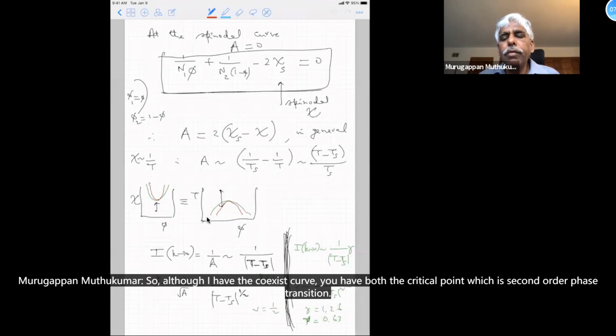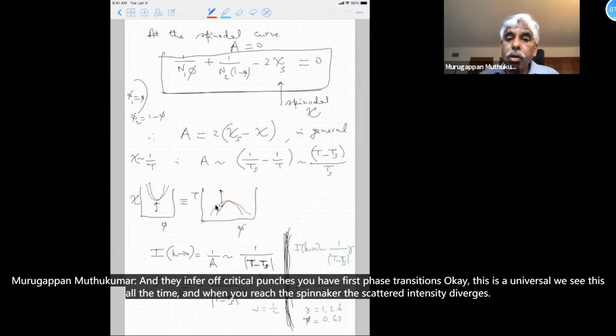So although I have the coexistence curve, you have both the critical point, which is a second order phase transition, and for off-critical quenches, you have first order phase transitions. Okay, this is universal. We see this all the time.